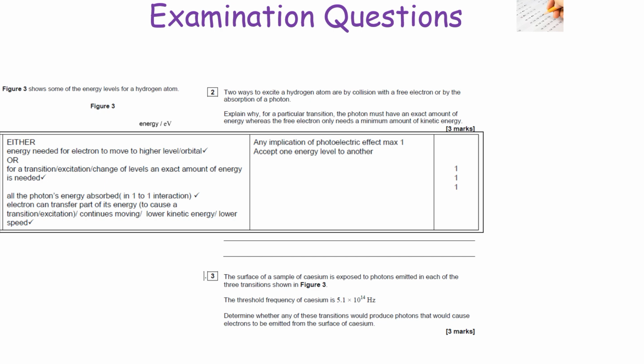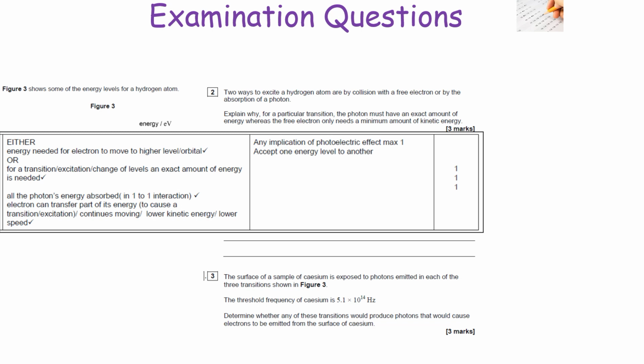Now for the next question, what you've got to do is work out what the work function is going to be for cesium based on the threshold frequency and compare it to the transition to see if any of them would cause electrons to be emitted, because the energy of the transition needs to be greater than the work function. You don't have to do all three, because you know that C, because it's the biggest difference, is going to have the biggest energy for the photon, because the photon energy is equivalent to the difference between the two energy levels. So that's the most likely one that's going to cause excitation.